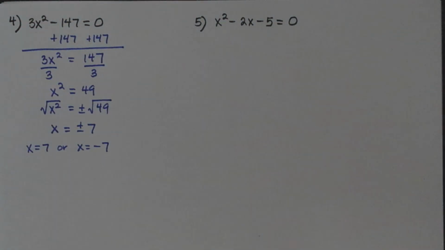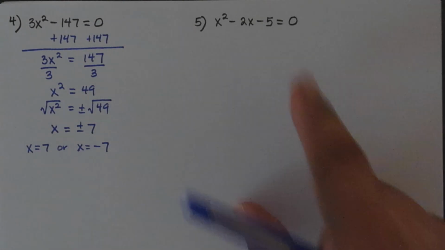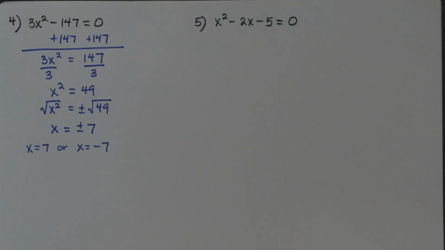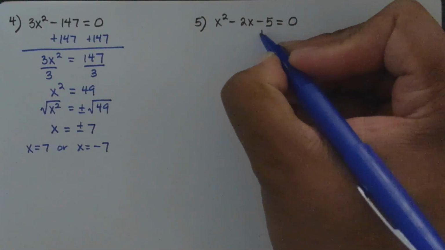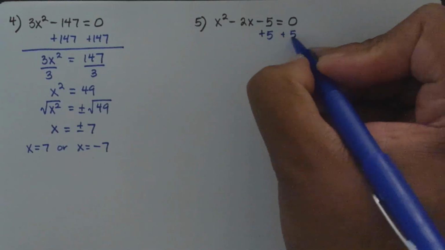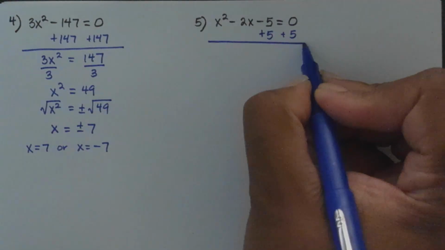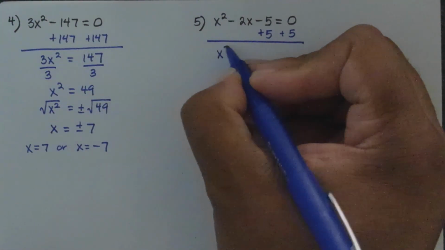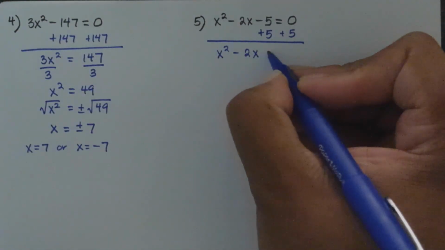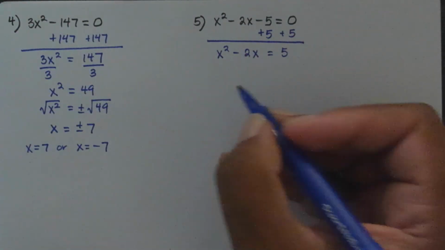So here we got x squared minus 2x minus 5 equal to 0. In this case, to complete the square, we need to move the constant term over to the opposite side. So here we have a minus 5, so I need to add 5 to both sides. That means I have x squared minus 2x is equal to 5.